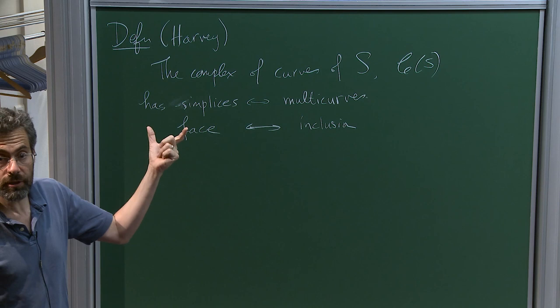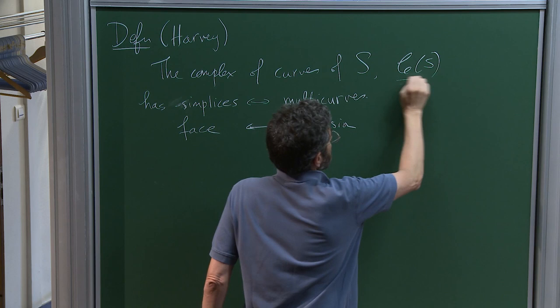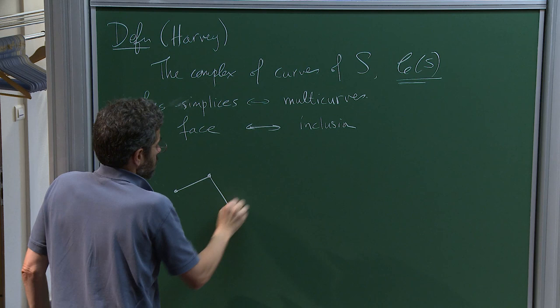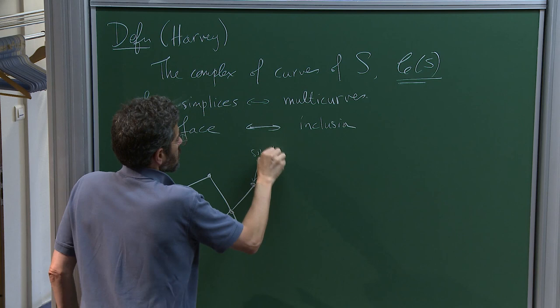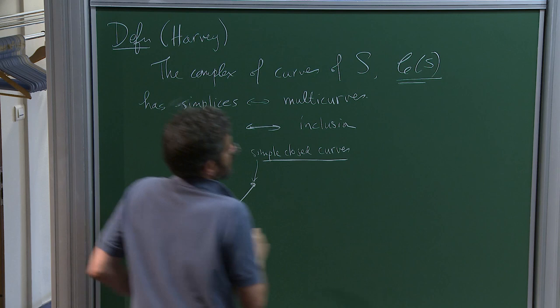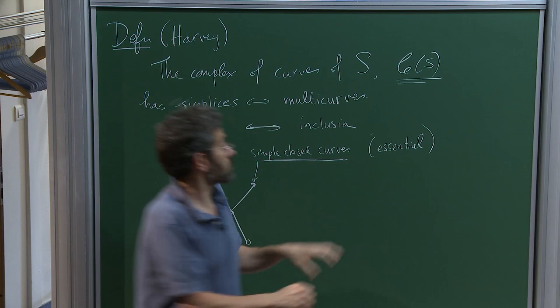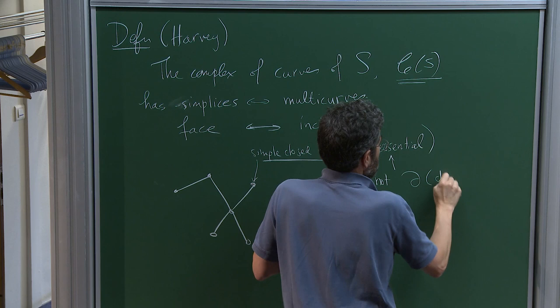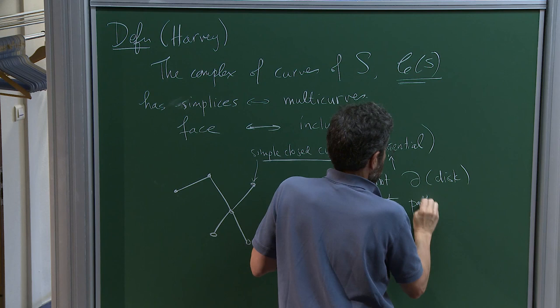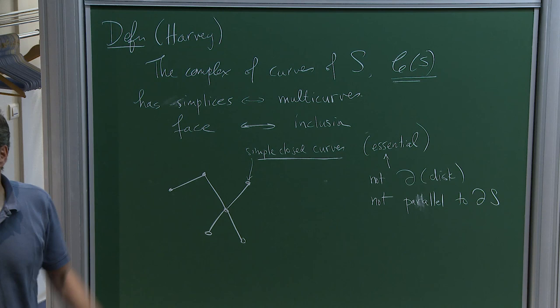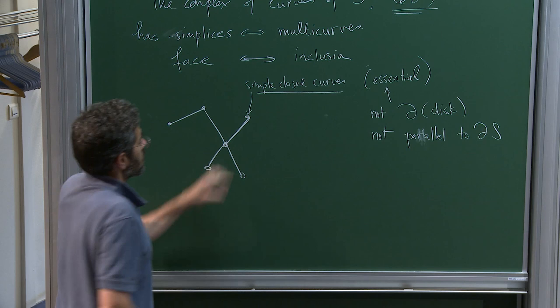So for our discussion, we often just look at the one skeleton. The one skeleton is just a graph, where the vertices correspond to simple closed curves. Oh, I should say, these are essential simple closed curves. So that just means they don't bound a disk, and they're not parallel to the boundary of the surface, or the punctures, whichever. Okay? And then we put an edge in whenever the two curves are disjoint, and a triangle when three curves are disjoint.